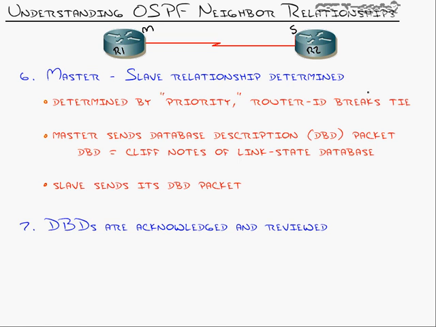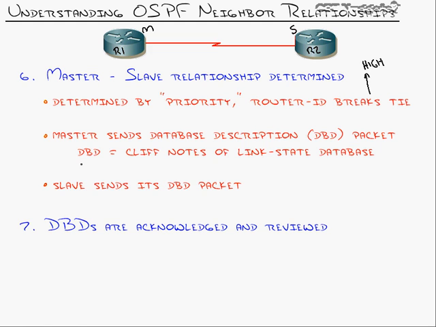Now, this is one to remember because the higher router ID wins, which is unusual, because for most things with Cisco, lower is better. In this case, whoever has the higher name, the higher IP address, breaks the tie and becomes the master. Now, the master will send a database description packet.